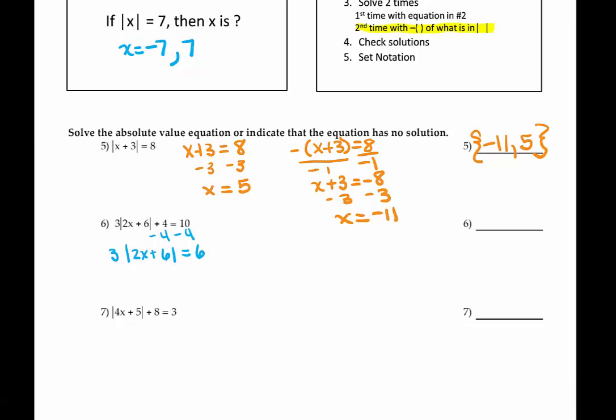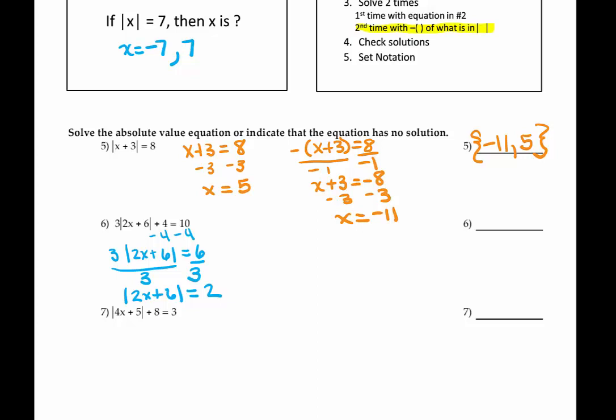Now I still have this 3 that's on the outside of my absolute value. I cannot distribute that in the absolute value. I can, though, divide both sides by 3. Once I divide both sides by 3, then I have the absolute value of 2x plus 6 is equal to 2. Once I'm here, then I have my absolute value equals everything else on the other side. I've isolated my absolute value.